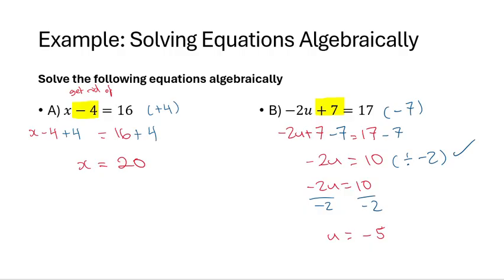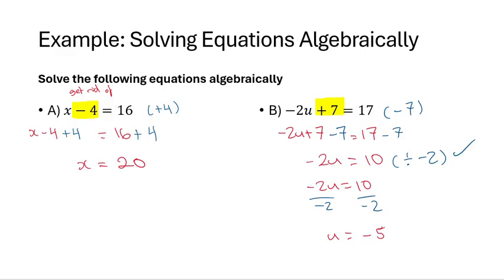All right, so let's just start it off with pretty basic stuff. What I did here was, as you can see in the highlighter, I'm trying to get rid of that highlighted part because what I'm trying to do is solve for the variable, so the letter x in this case. So to get rid of minus 4, I'm going to add 4 to both sides. As you can see, that's what I've done. And I end up with x equals 20, okay?